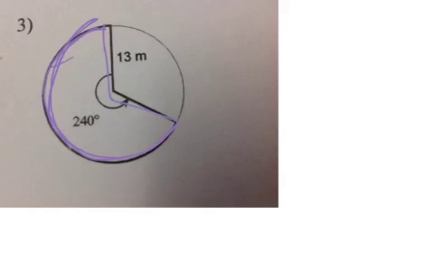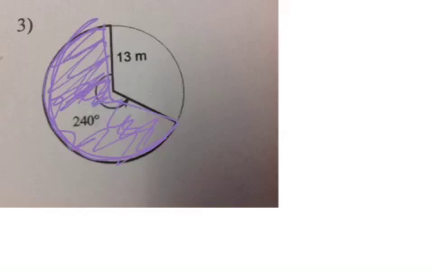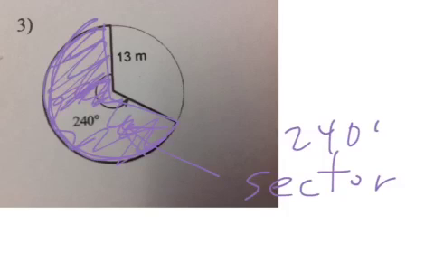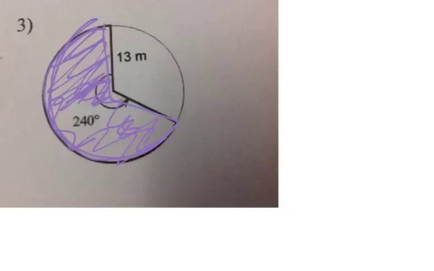But if I figure out the size of this part of the circle, this is what we refer to as the sector, and it happens to be 240 degrees of sector. Okay? Well, how do we find out the size of that 240 degree sector? Well, basically, here is how it's done.